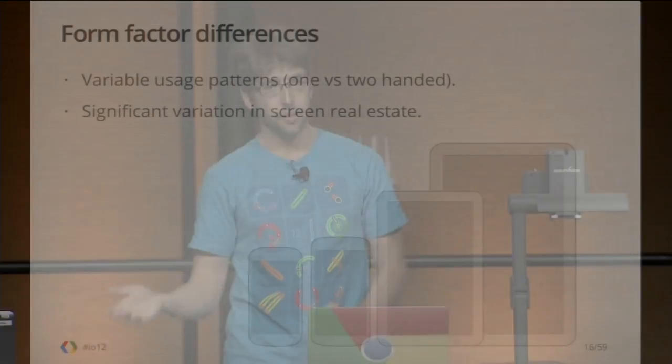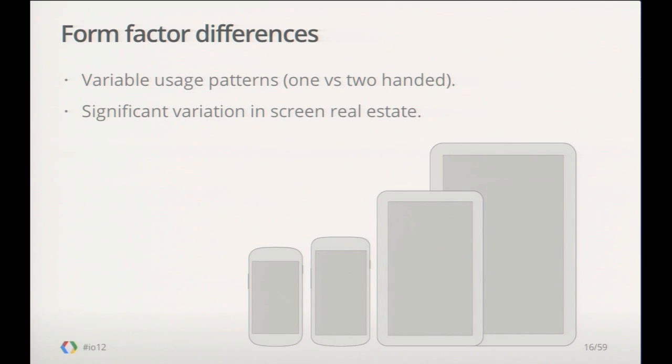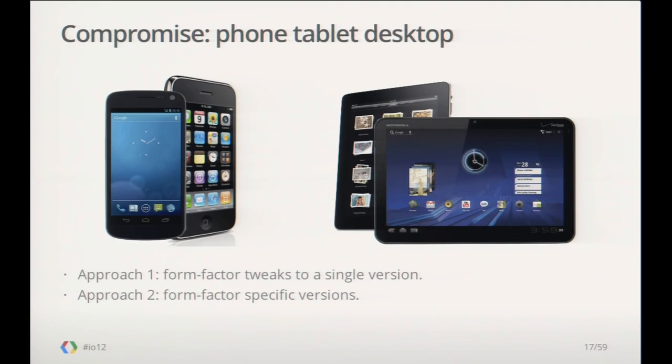If we look at form factor differences, though, these are much bigger. We have completely different usage patterns: phones that you hold with one hand and tablets that you hold with two. Major variations in screen real estate. So these form factor differences, I would say, trump platform differences. So as a first cut, and I'm not saying that this is perfect for your application, we can consider having multiple versions of our site and compromise to phone, tablet, and desktop, just as a starting point.